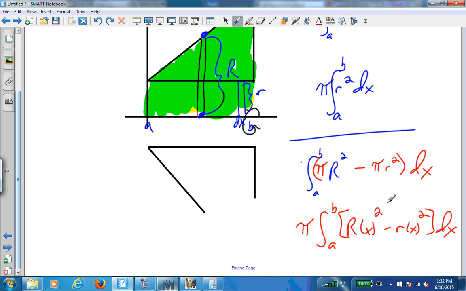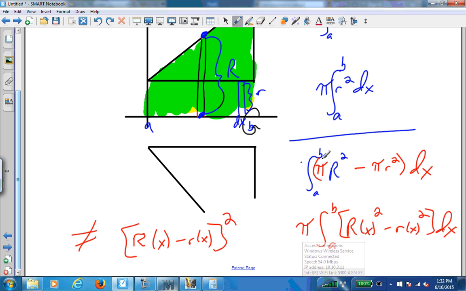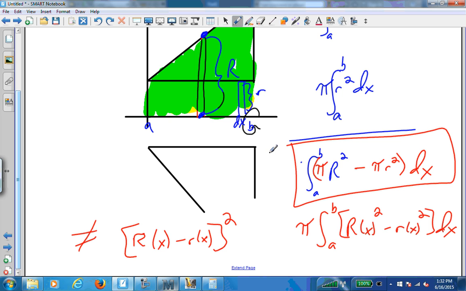Don't confuse that, that's not big R of x minus little r of x all squared. You can't subtract the radii first and then square it. It's the outside radius squared minus the inside radius squared because of that.